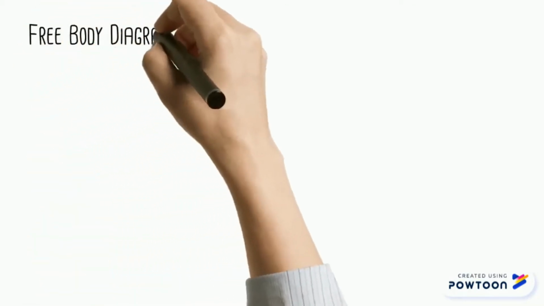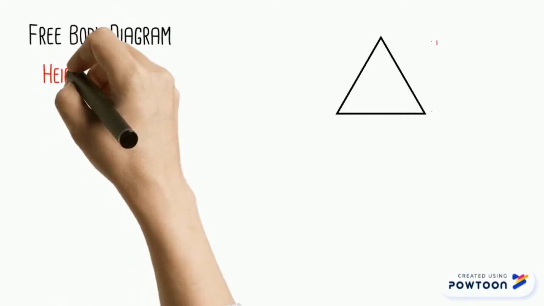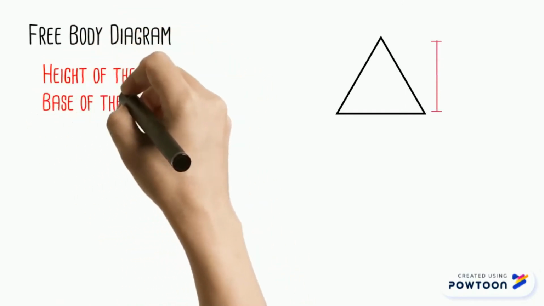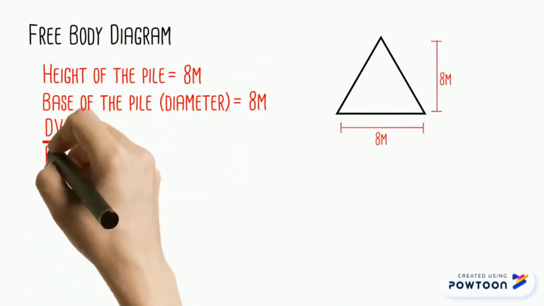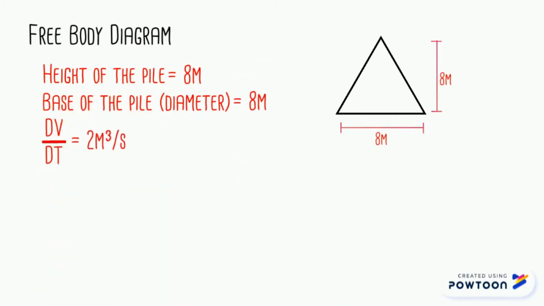base. In order to fully understand what the problem is all about, we need to draw a free body diagram. The height of a pile of sand is equal to the diameter of the base, which is 8 meters. The derivative of volume with respect to time is equal to 2 cubic meters per second. Let's begin with using the formula in getting the volume of the cone, which is 1 over 3 pi r squared times height. However, we cannot directly use this formula considering that there are two variables involved.